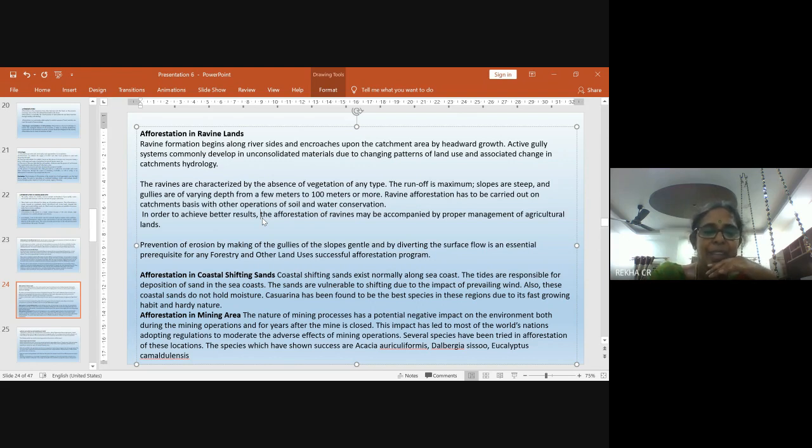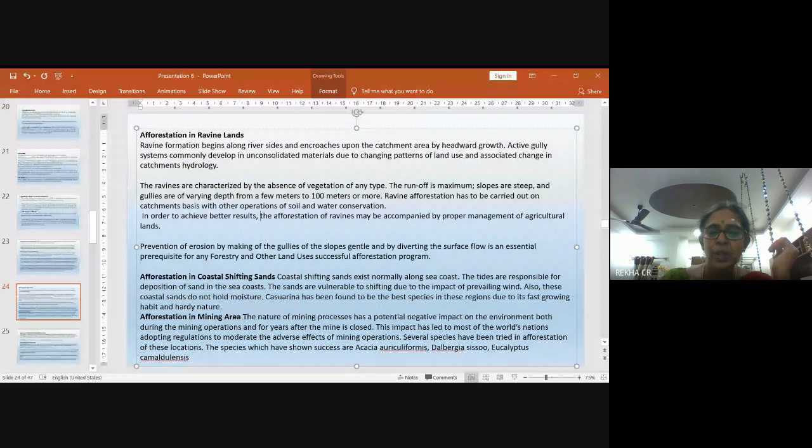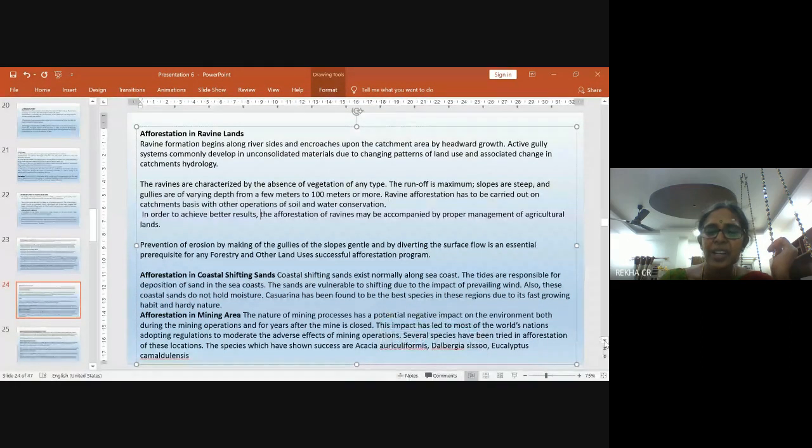sands. So even in the mining area, we can practice afforestation. So it has led to most of the world's nations adopting regulations to moderate the adverse effects of mining operations. So the species which are successful in the mining area include Dalbergia sissoo, eucalyptus, acacia, etc.